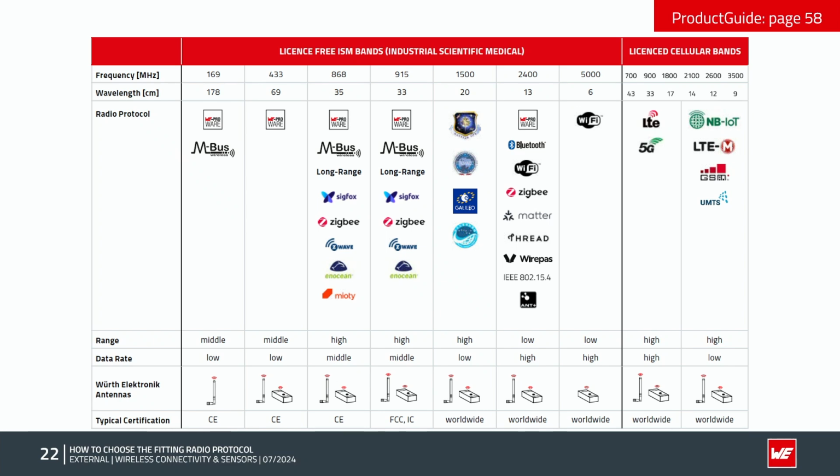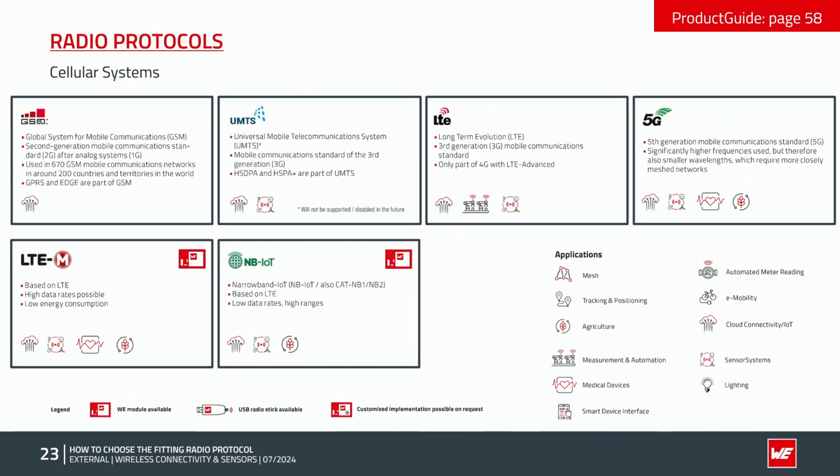I want to start with the right side, with the licensed cellular bands. As I said, they are licensed, so they belong to someone. And I have to pay a license fee, typically to the provider, so that I am allowed to use his frequencies, because they have paid a lot of money to be allowed to use them.